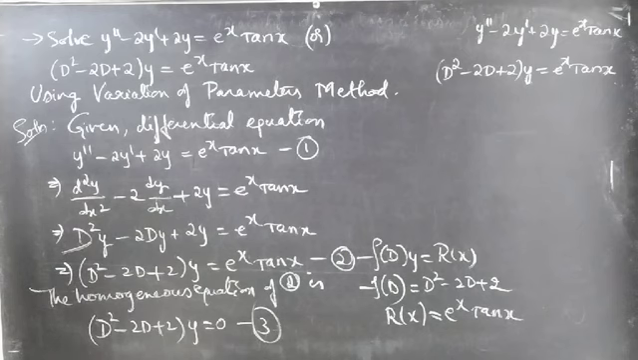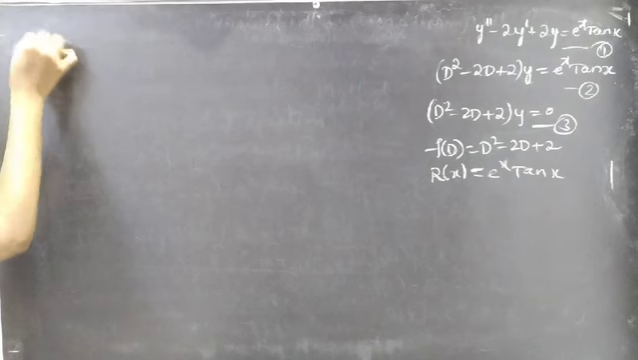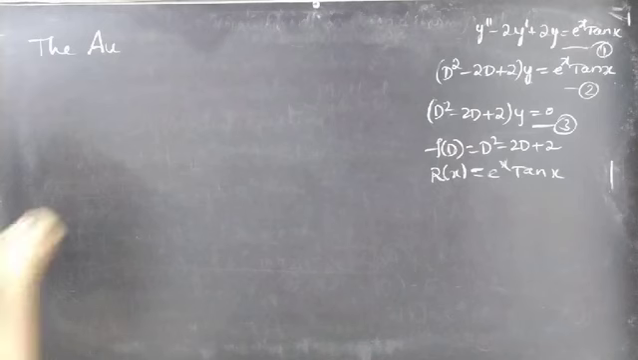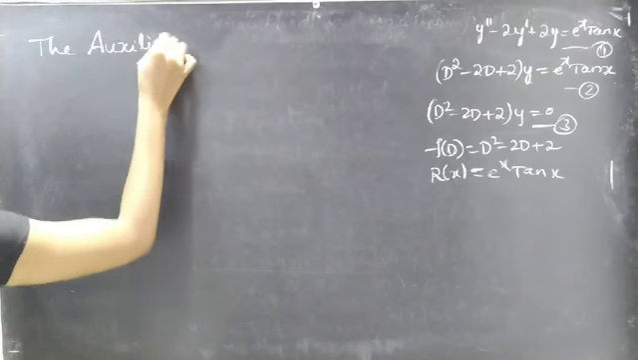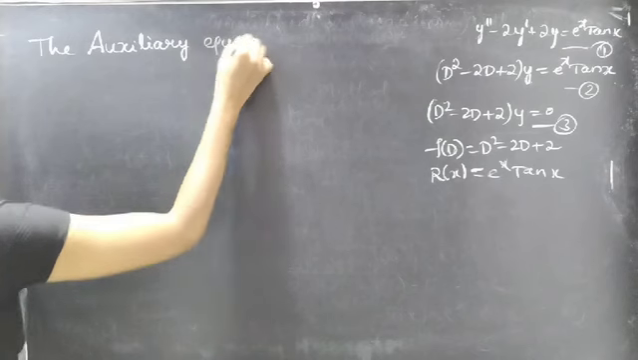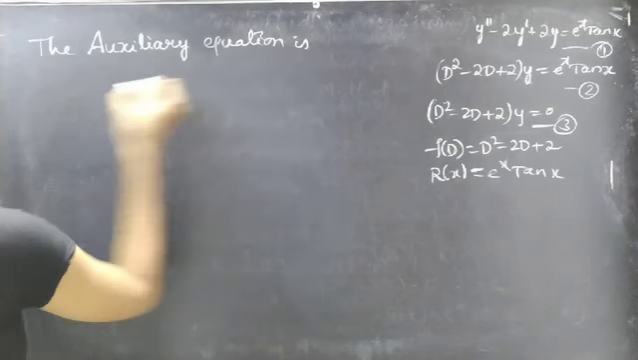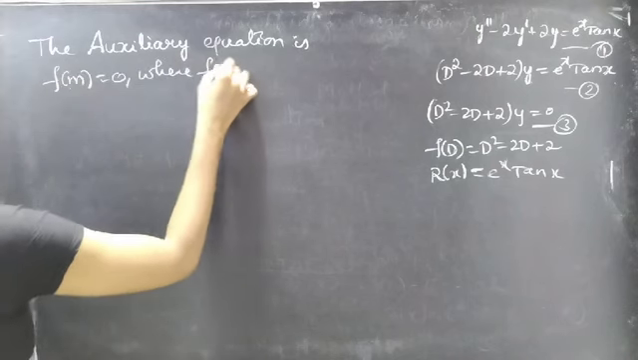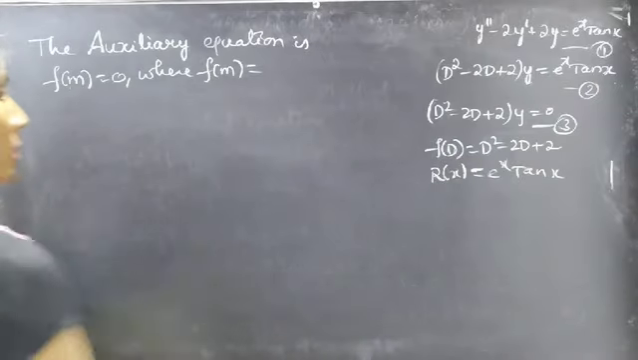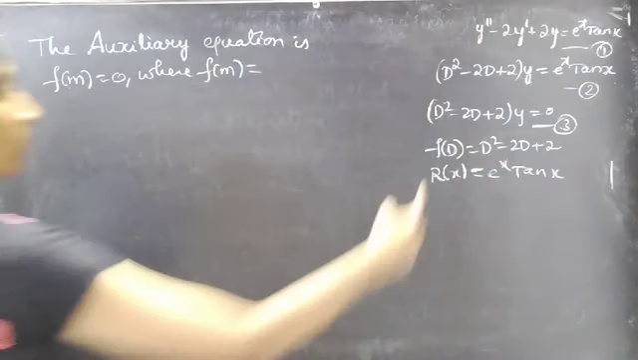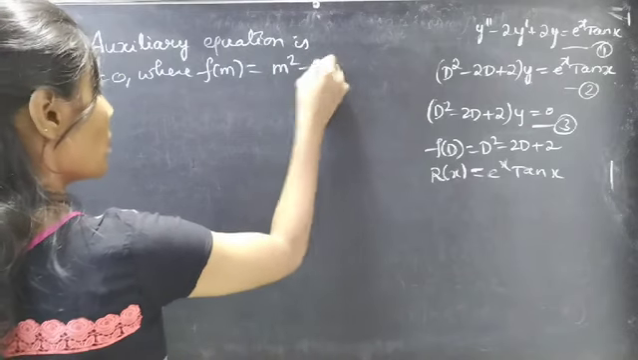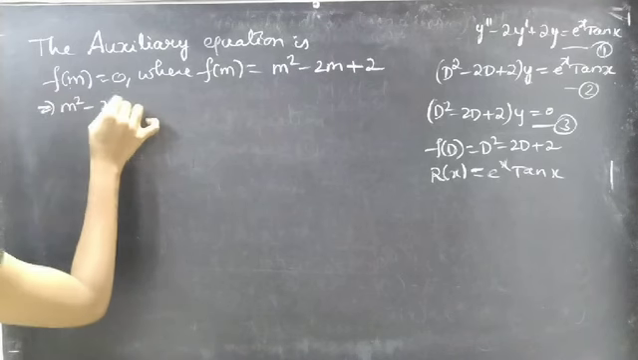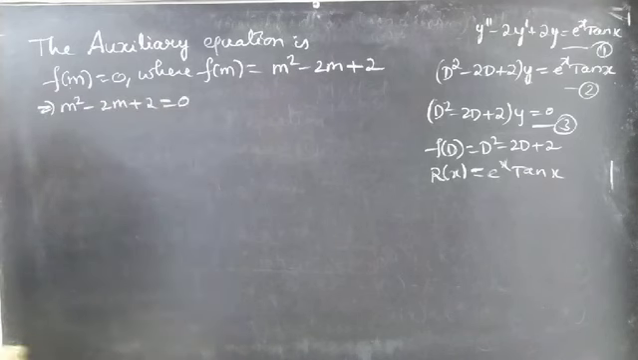Now coming to the auxiliary equation, the auxiliary equation is f of m equal to 0, where f of D is D square minus 2D plus 2. Let's replace the differential operator D by m, so that we'll get f of m equal to m square minus 2m plus 2. Then the auxiliary equation becomes m square minus 2m plus 2 equal to 0. Now we need to find roots to this equation.